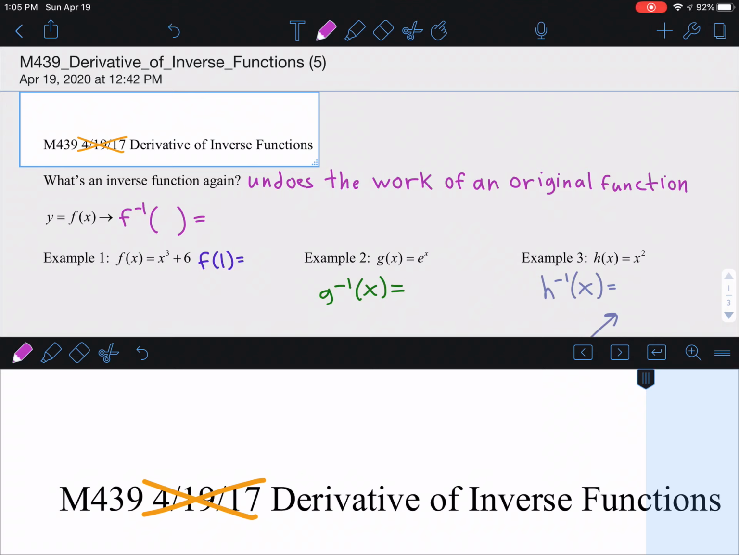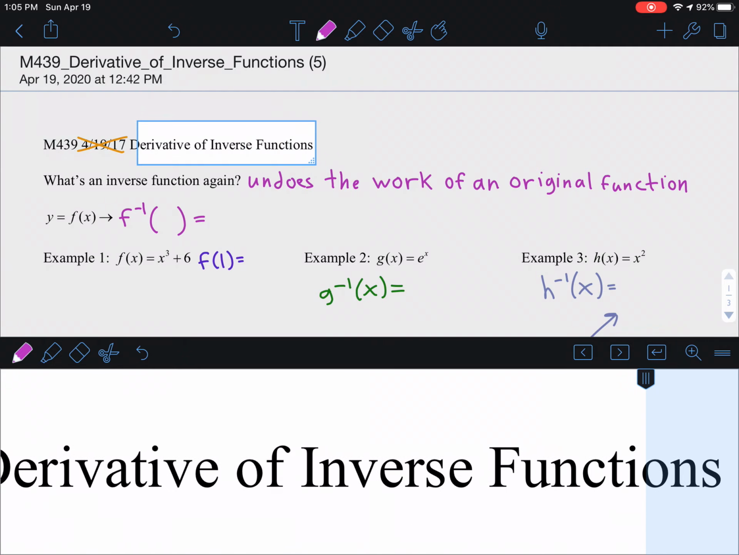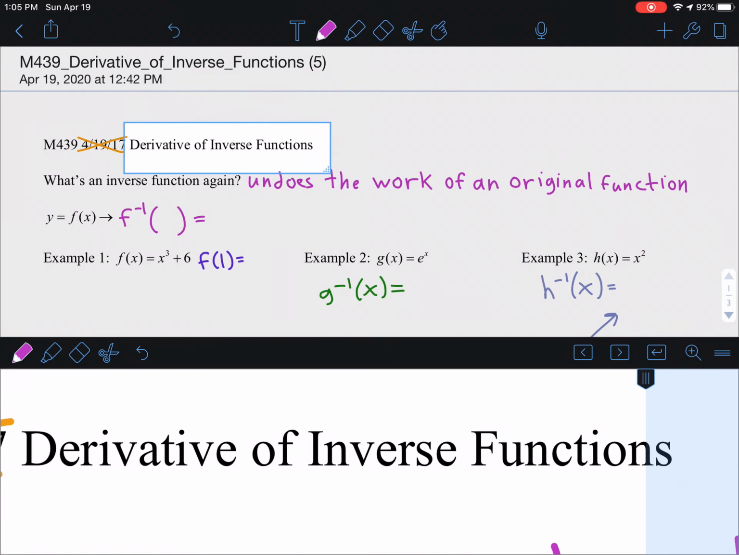All right, ladies and gentlemen, welcome back to derivative of inverse functions. This is going to be our last derivative rule.